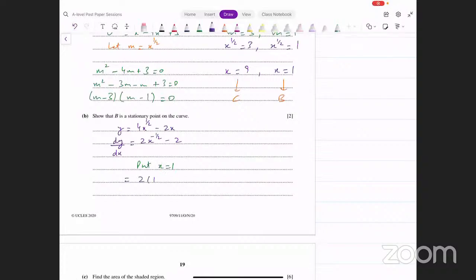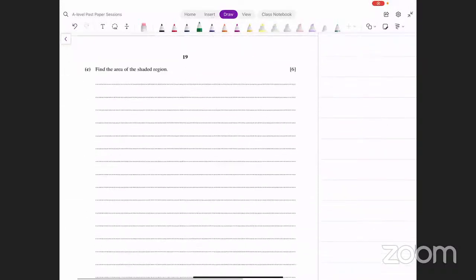It turns out to be 2 into 1 raised to power minus 1 over 2 minus 2, and that turns out to be 0. dy over dx is equal to 0, and now you can say gradient जो है उस पॉइंट पे 0 है. क्योंकि उस पॉइंट पे gradient 0 है, that has to be a stationary point. ठीक है? That's what you have to prove in the second part. Let's move on to the next one.